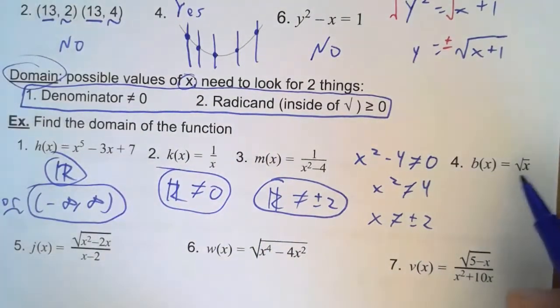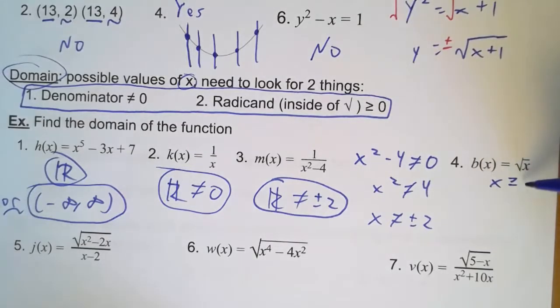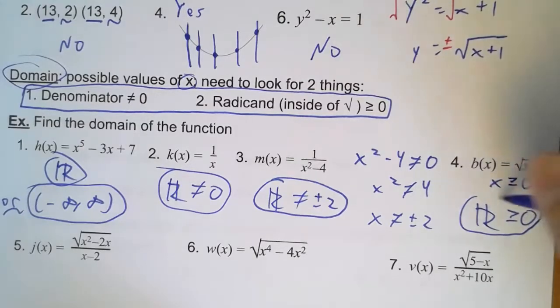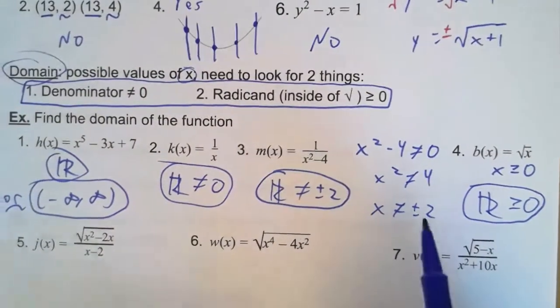The other is when we have these roots, these radicals, that's when we need the radicand, what's inside the square root, to be greater than or equal to 0. So we need x to be greater than or equal to 0. So the domain is all real numbers greater than or equal to 0. So those are kind of the simpler cases.